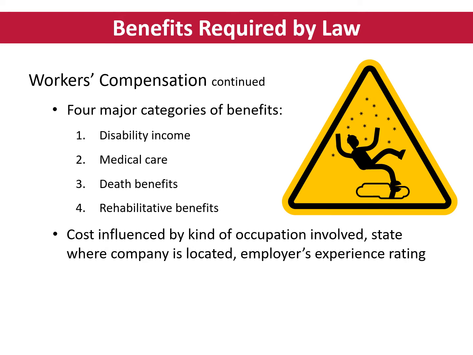There are 4 different major categories of benefits covered under workers' compensation. The first is disability income to cover employees in terms of their missed income resulting from the accident. The second is medical care for costs associated with medical care that results from the accident. The third is death benefits, and the fourth is rehabilitative benefits.